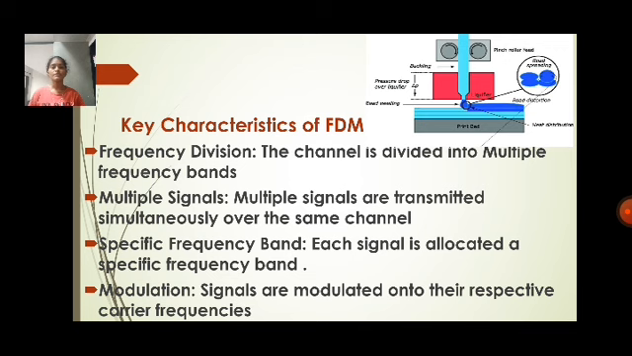In this slide, I will explain about characteristics of FDM. First characteristic is the frequency division, second is multiple signals, third is specific frequency band, and last is the modulation. First one is the frequency division. The channel is divided into multiple frequency bands. Second one is the multiple signals. Multiple signals are transmitted simultaneously over the same channel. Third is the specific frequency band. Each signal is allocated a specific frequency band. And last is the modulation. Signals are modulated onto their respective carrier frequencies.